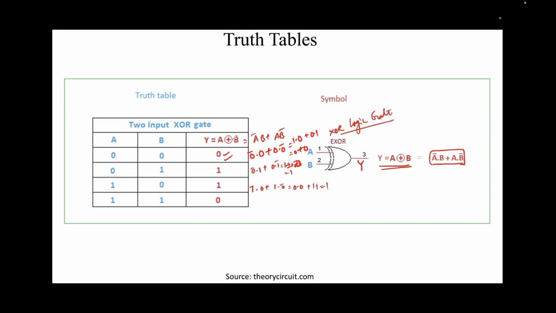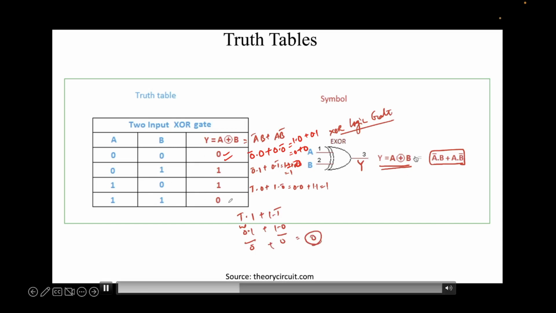The fourth is both are 1. So we'll try to put that here. 1 bar times 1 plus 1 times 1 bar. This will come out to be 0 times 1 plus 1 times 0. So this comes out to be 0, and this also comes out to be 0. So 0 plus 0 is 0, and hence we get the final result: when both inputs are 1, the output of the XOR gate is 0.